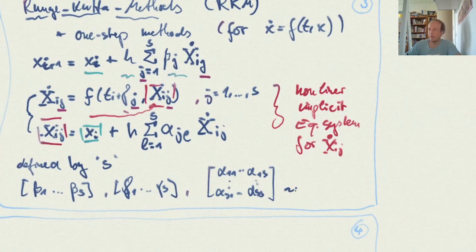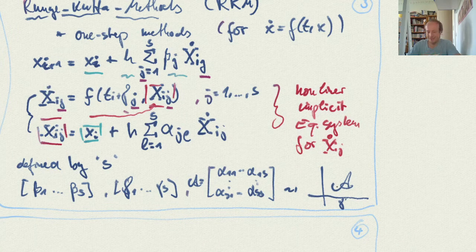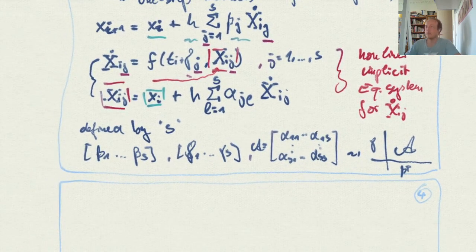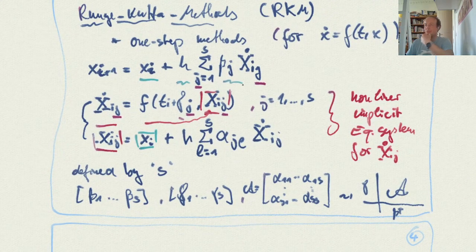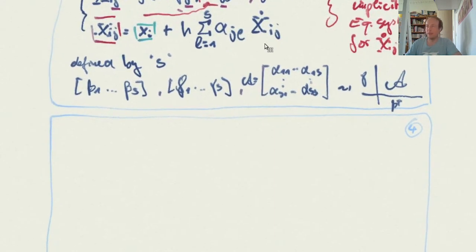And this one writes into this Butcher tableau. Here this is this A matrix. Here one writes down the beta transpose, and here the gamma. All right, you know what I mean. Okay, so this is a Runge-Kutta method in a general form.